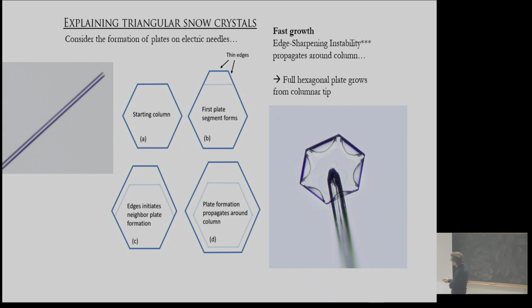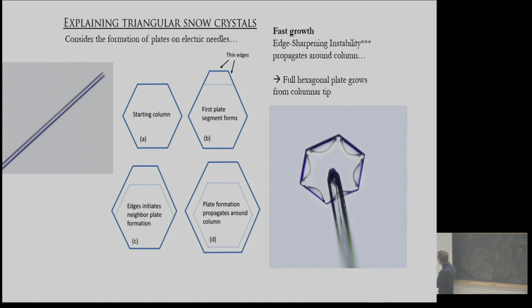And that plate produces thin edges. The thin edges will grow faster than blunt edges, and so this growth will propagate around the crystal, around the column. It will very quickly make its way all around and produce what is basically a hexagonal column. Not quite perfect. It turns out these hexagons aren't perfect either, but this is very small. This is some microns in size.